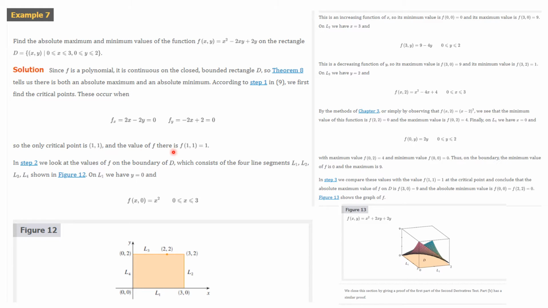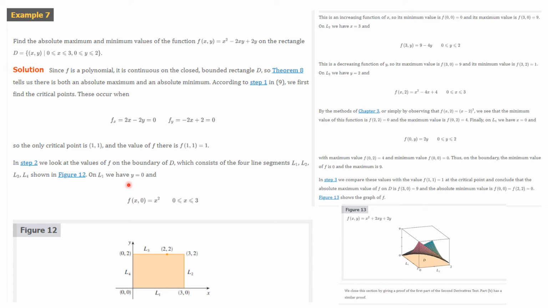And the value of f there is, if we put (1, 1) into this equation, f(1, 1) is 1. Now in step 2, we have to look at the values of f on the boundary of D. And there are 4 line segments, as we said before. So we have L1, L2, L3, and L4.